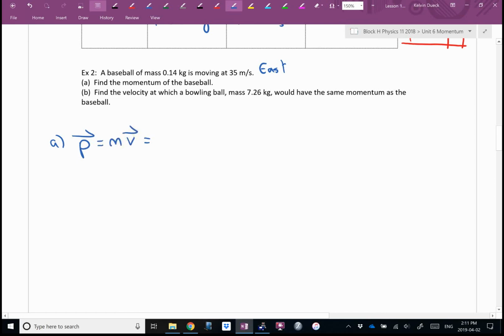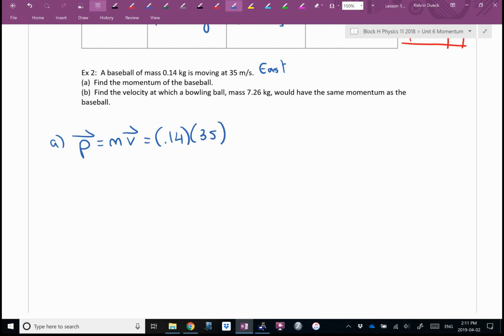What's the mass of this baseball, Logan? 0.14, and it's kilograms. I did a quick check. If it was grams, I would have done a conversion. What's the velocity of this baseball? That's about 100 kilometers per hour, about 60 miles an hour. This is not a major league pitcher.